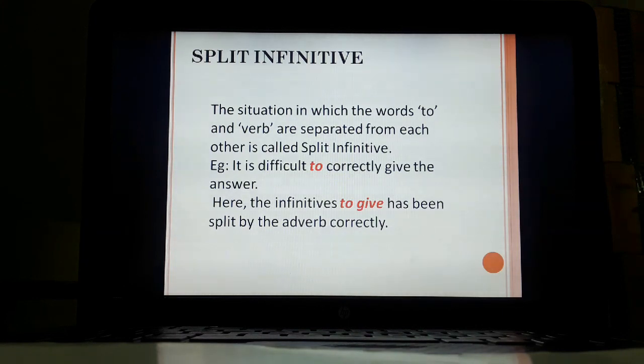It is difficult to correctly give the answer. So as you can very well see, to is over here and give is over here. And those two parts of the infinitive have been separated by an adverb. Which is the adverb? Correctly. So here the infinitive to give has been split by the adverb correctly. Such cases are known as the split infinitive, means an infinitive which has been split, which has been divided.